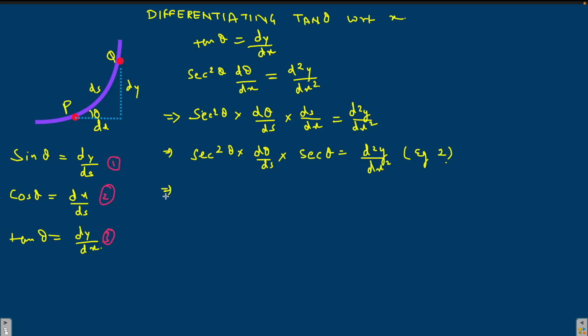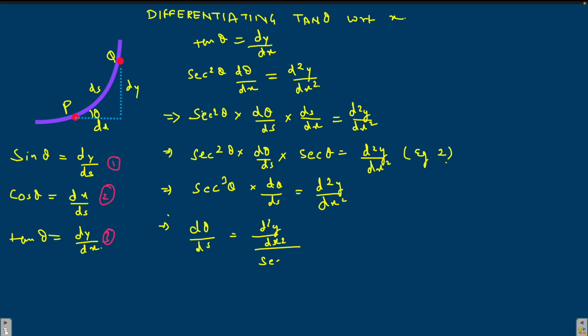Now sec square theta into sec theta is sec cube theta, into d theta by ds, is equal to d2y by dx2. Or we can write d theta by ds is d2y by dx2 by sec cube theta.